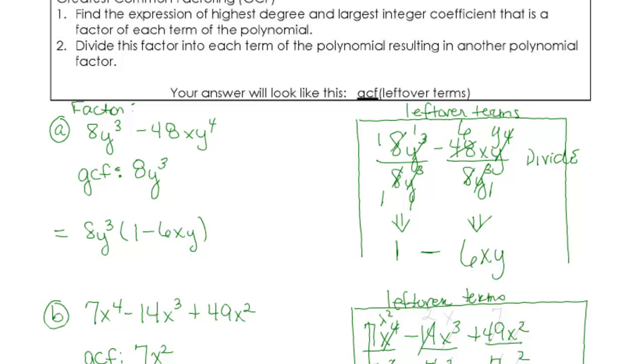7 divides into negative 14. We have negative 2. x squared divides into x cubed, leaving x. So we have negative 2x. And then 7 divides into 49, the x squares divide out, and we have plus 7. So here's our answer. Our GCF, and then what's left over.